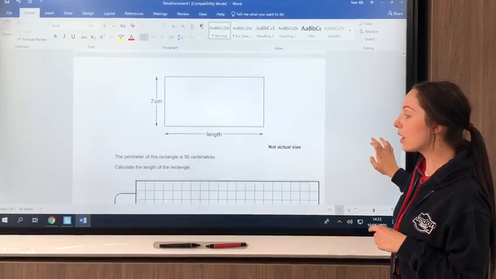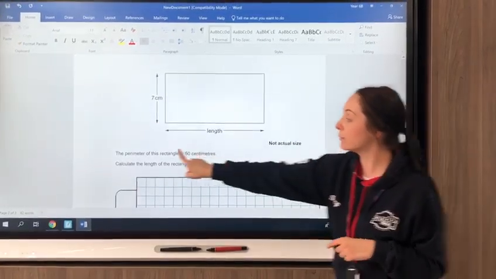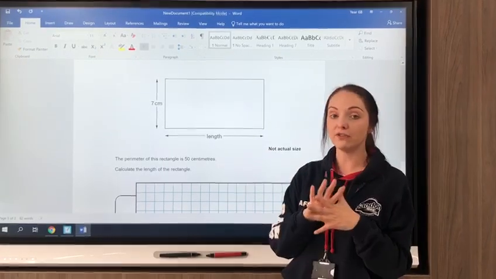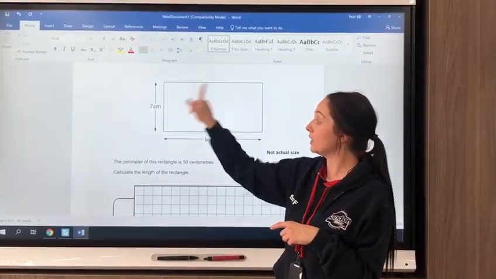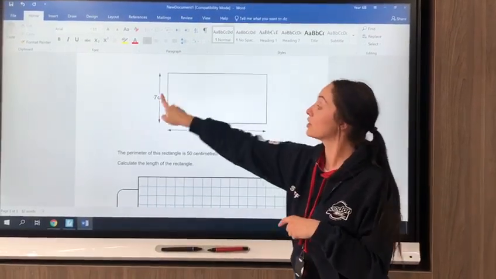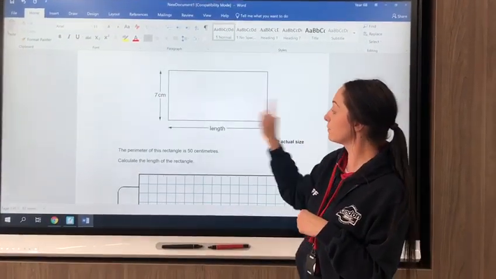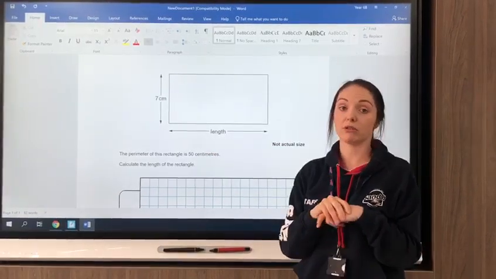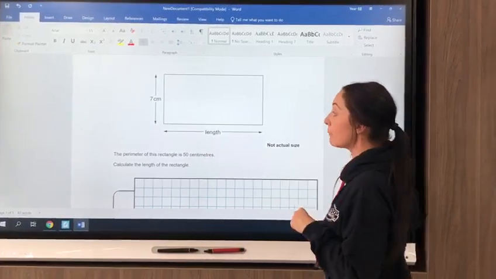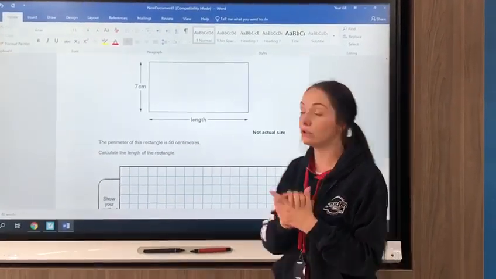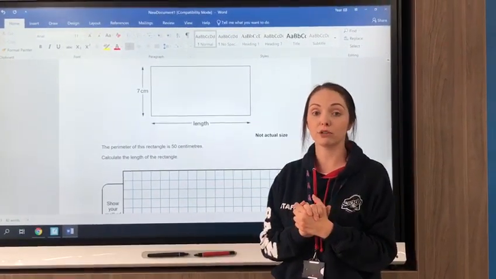And then this last one, it tells you what the perimeter of the rectangle is, so the whole rectangle adds up to 50 centimetres. And again, this is a rectangle, so we know this side is the same as this side. So if that's 7, that's 7. So if you add them up, take it off 50, and then figure out what those two sides are going to be. They might look tricky, but I know you are definitely capable of doing them if you take your time and read your question really, really slowly.